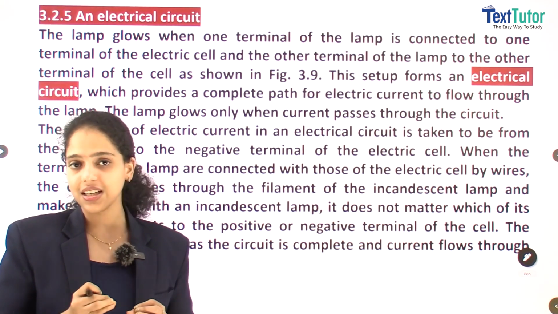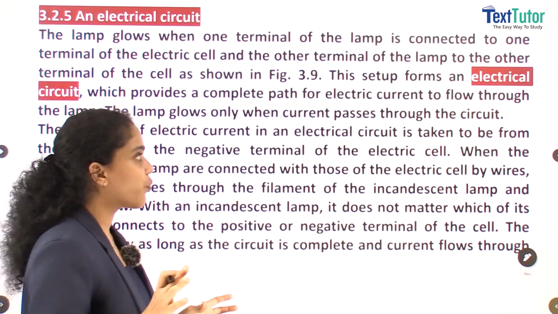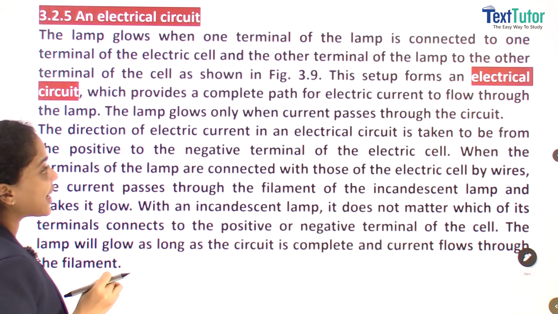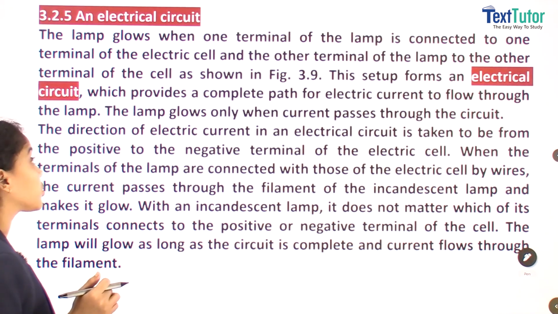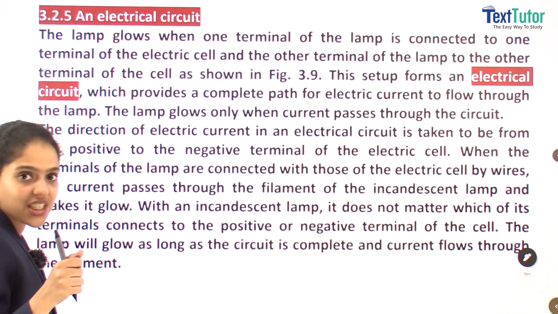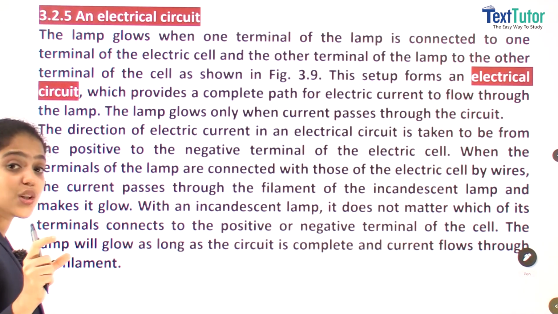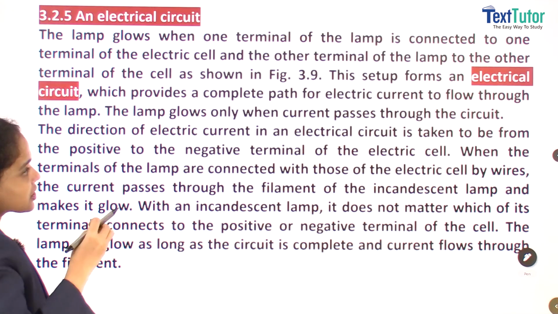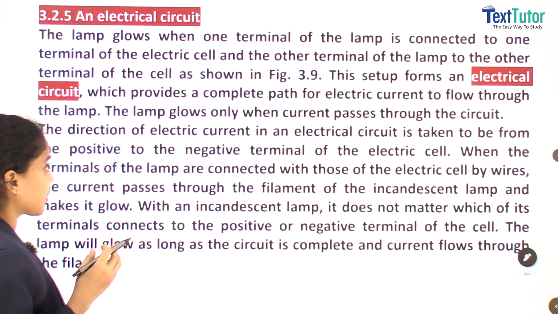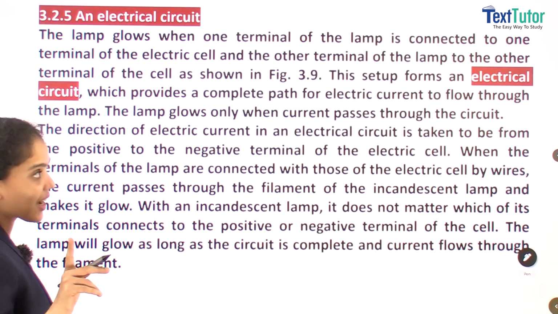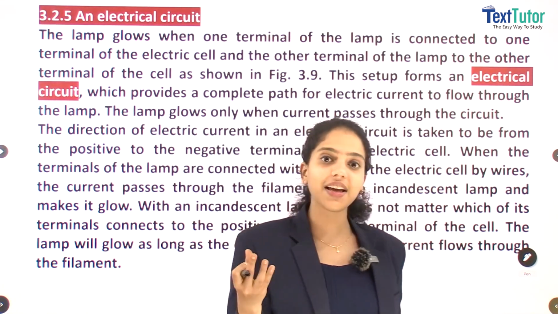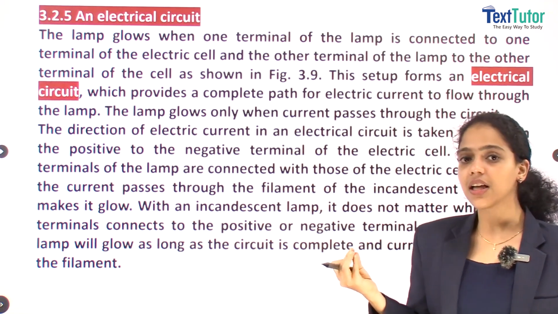Only when the electric circuit is complete will the current flow through it. So this setup is called an electric circuit, which provides a complete path for electric current to flow through the lamp. So what is an electric circuit? An electric circuit is the path through which an electric current flows. The lamp glows only when current passes through the circuit, that is, when it acquires the electric charge.